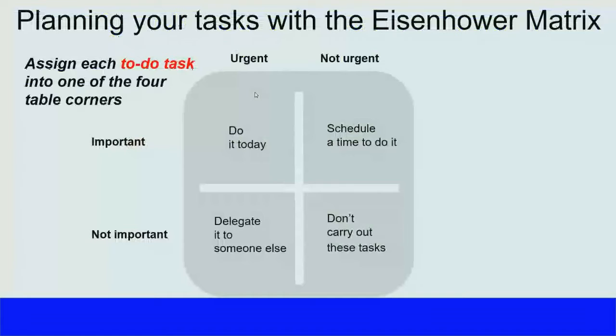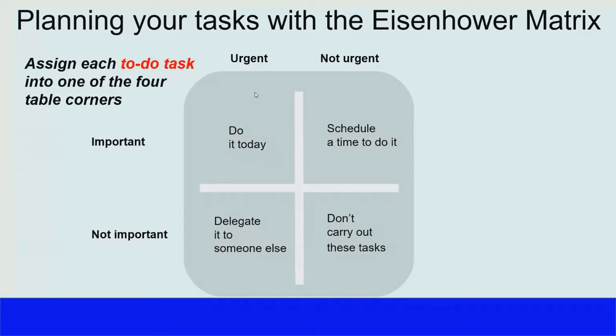One such technique which has been applied for a number of years is the Eisenhower matrix. It's also known as the Eisenhower method. The matrix is shown here. It's a 2x2 table with two dimensions: urgent versus not urgent, important versus not important. And what you simply do is you assign to each to-do task in your morning planning session one of the four entries or quadrants in this table.